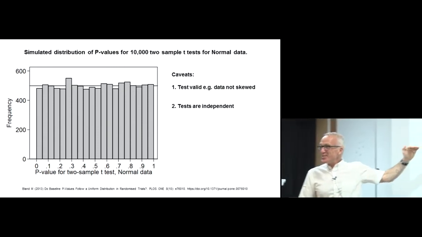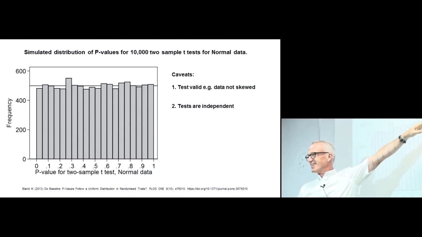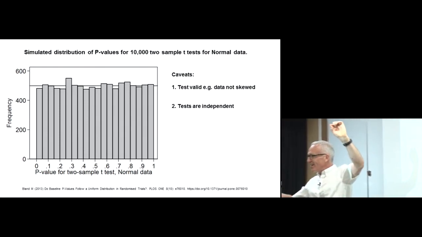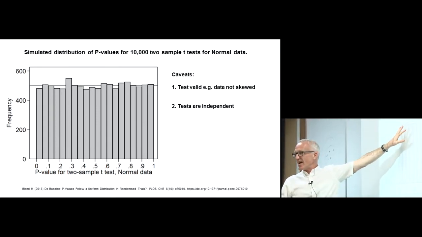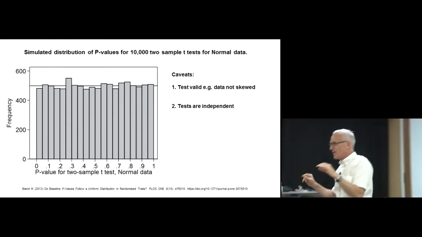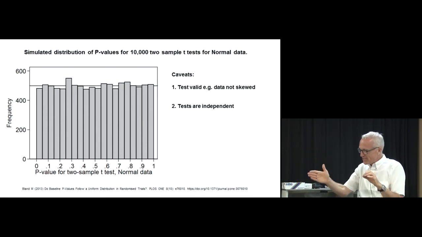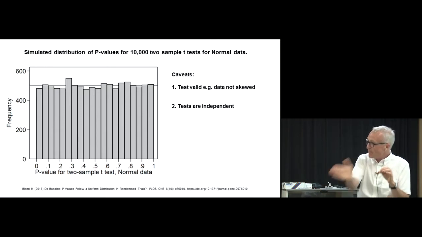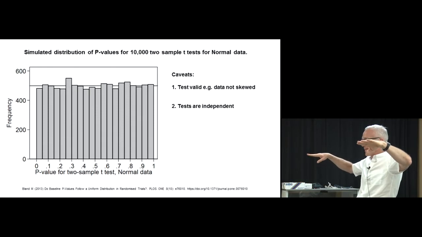So the p-value should have a uniform distribution. So we've gone 0.05, 0.1. You should have the same chance of getting a p-value of greater than 0.8 as getting a p-value of less than 0.2, because the distribution is uniform. Do you get that? Everybody? Bit complicated?